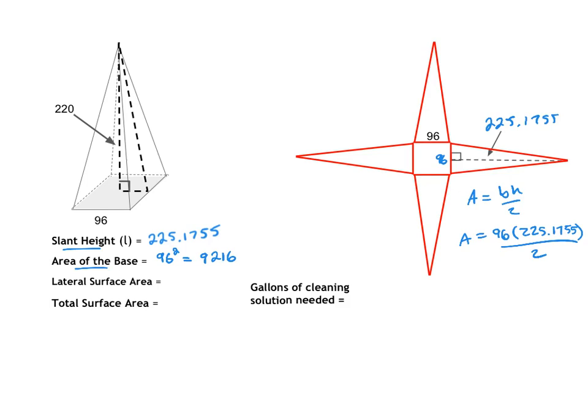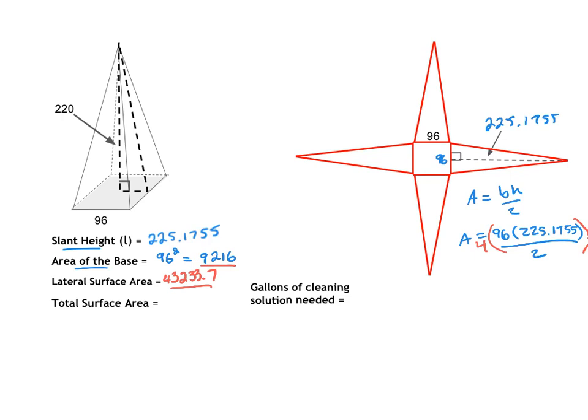That will give me the area of just one of those triangles. If I want to now find the area of all 4 of the triangles, I need to multiply this entire answer by 4, and that will give me the lateral surface area. And when I plug all that in my calculator, we end up with 43,233.7.